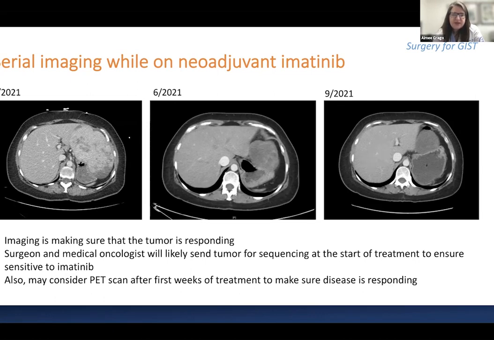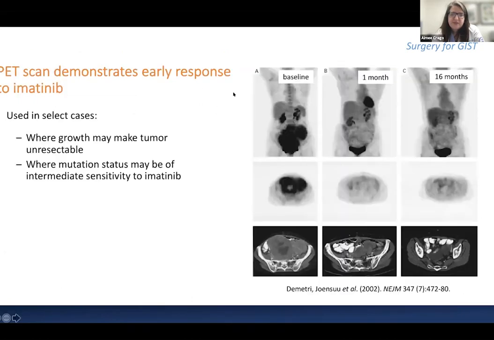And as Dr. Kelly mentioned, we may also consider doing a PET scan before and after treatment so that we can assess whether or not a tumor is sensitive to imatinib. We can see changes on PET after 2 weeks. And this is data from the original studies of imatinib in patients.